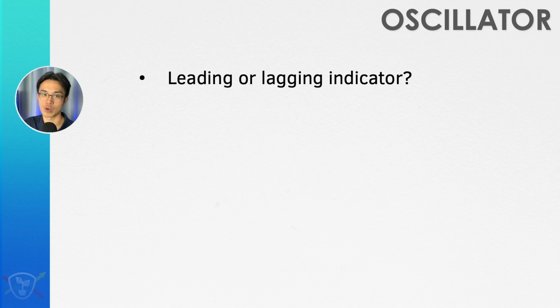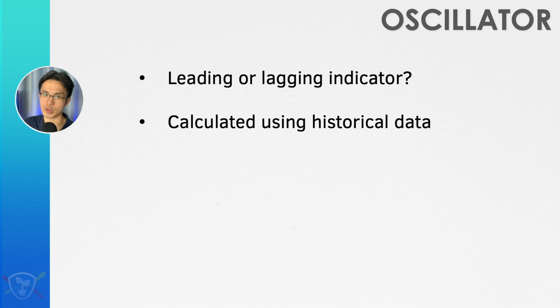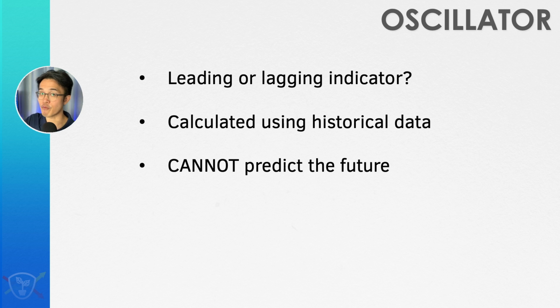Some people call oscillators such as the RSI leading indicators. But here's the thing. The RSI's calculation is still based off historical prices. We're still looking at the data from the last 14 days to calculate the normal and the extremes. This means we're using the RSI as a means of processing where prices have been in the past, and this tells us nothing about where prices are going to be in the future. Nobody knows what's going to happen in the future.